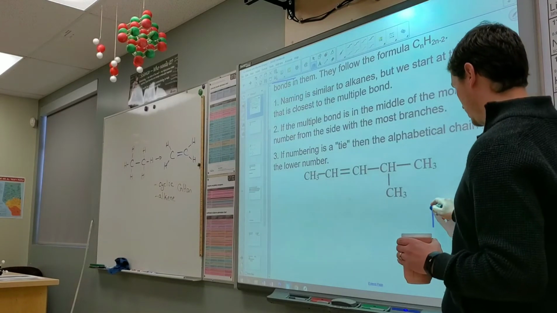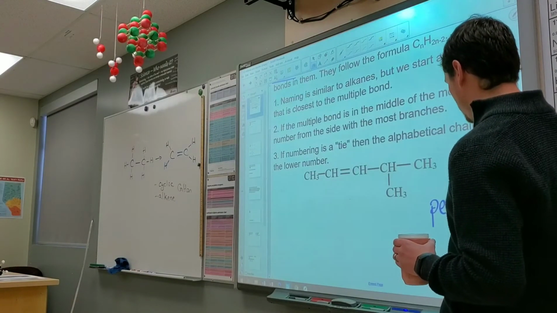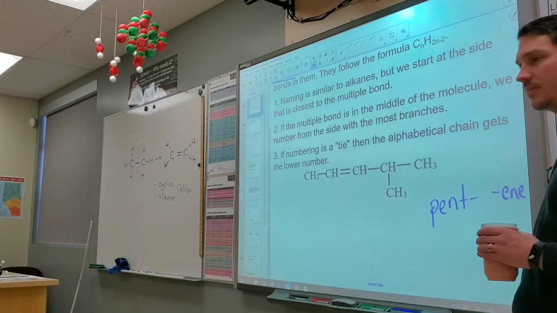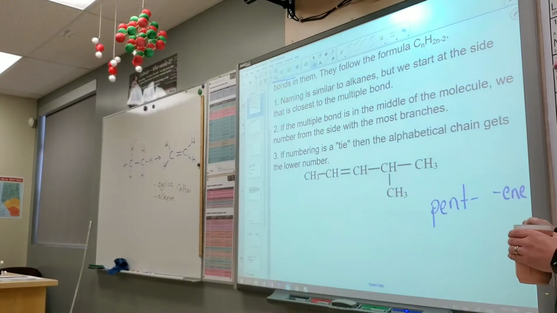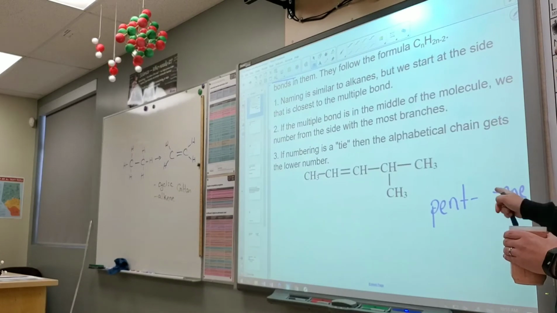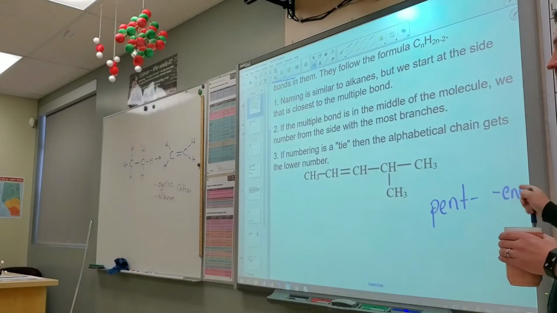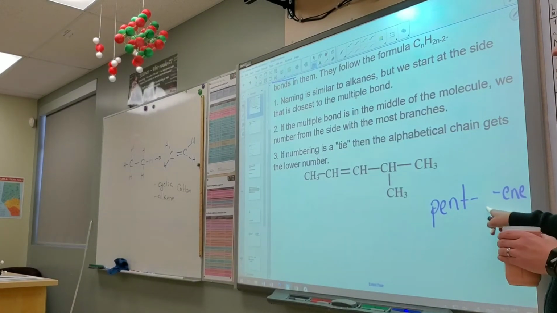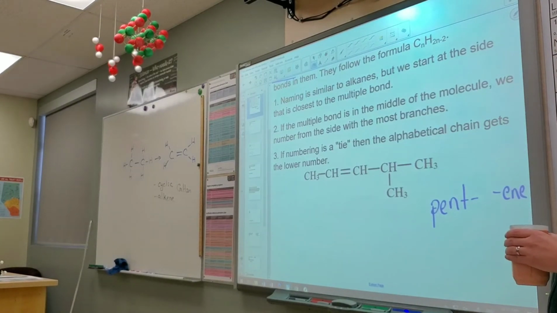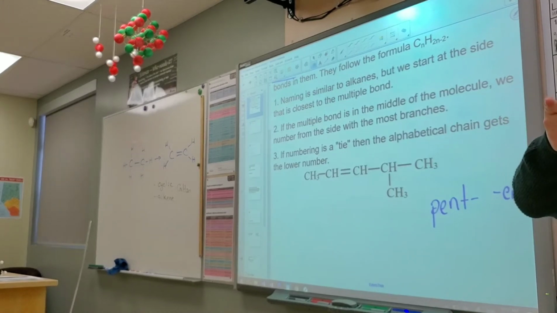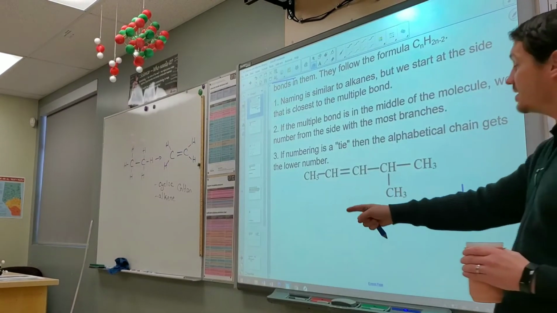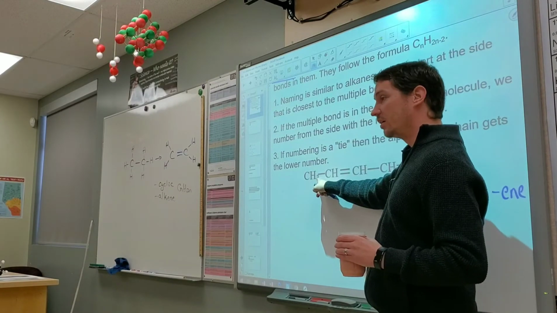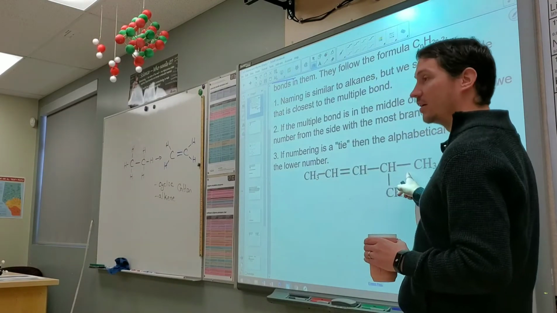Ene. Pent something ene. Now, the reason why it's pent something ene, why would I ever put a dash between a letter and a number? The location of the double bond. You've got to put the location of the double bond. Is this the only place that double bond could have gone? No, it could have been here, or here, or here, or here.